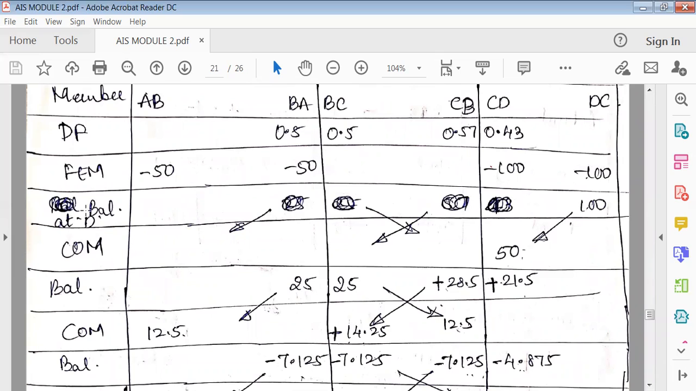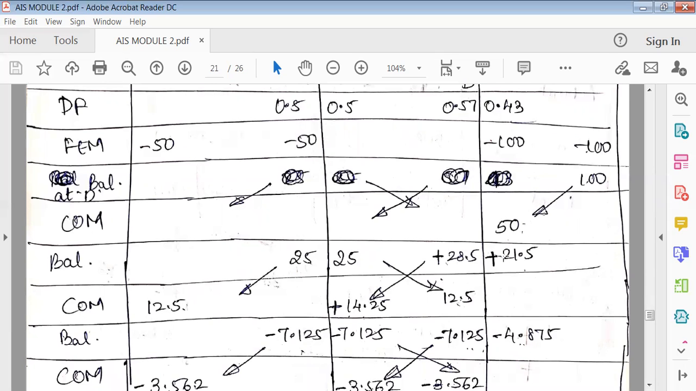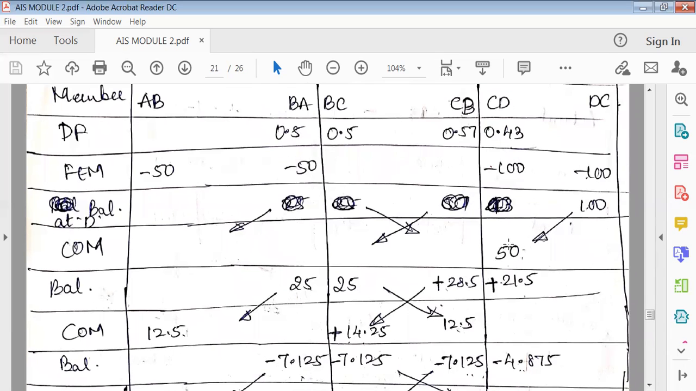Once the balancing is done, next is the carry over moment. On the adjacent side you have to carry over, because C is an intermediate support. Because it is an intermediate support, half of the moment gets carried over. So 100, half of this is 50. Once this 50 is here, next you have to balance it. Now how to balance this.